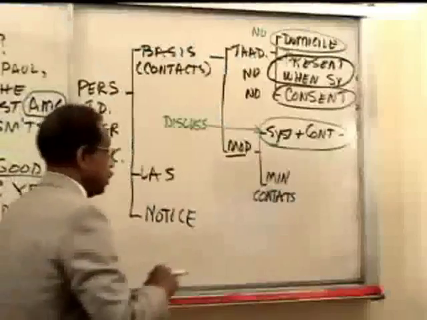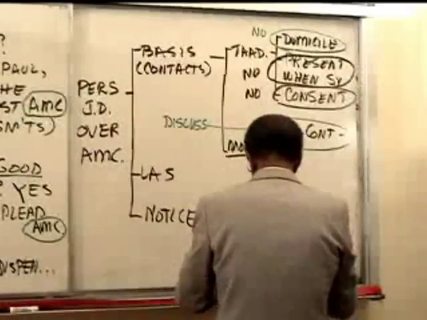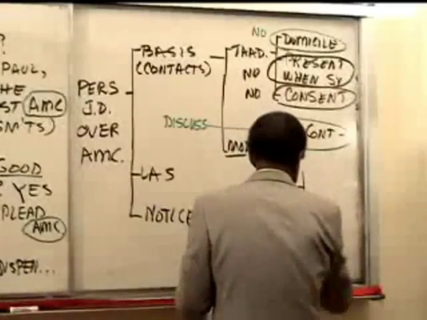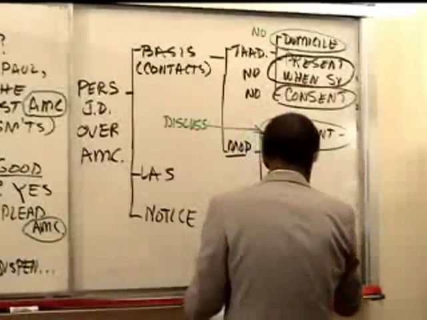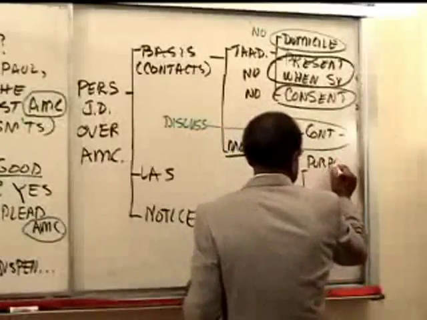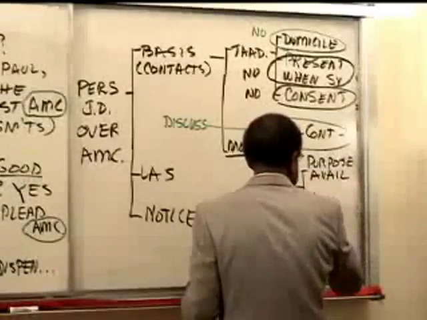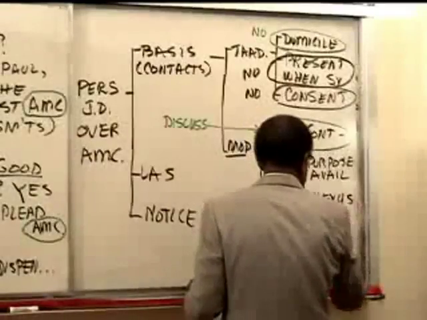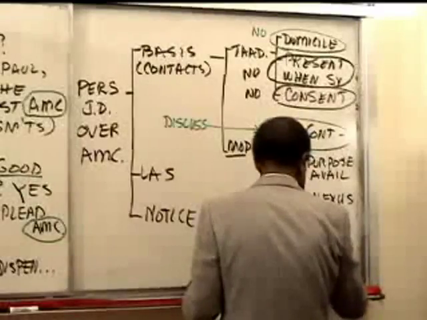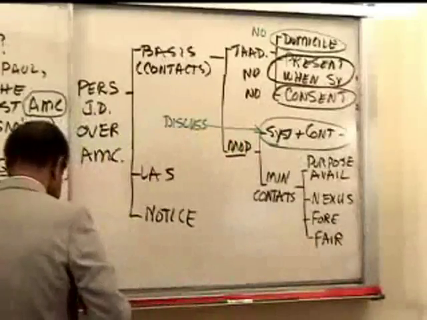So you need to discuss this, and then the minimum contacts. Does AmCorp have minimum contact with State B? And you recall the requirements here are purposeful availment, nexus, foreseeability, and fairness. You should discuss each of these fully.